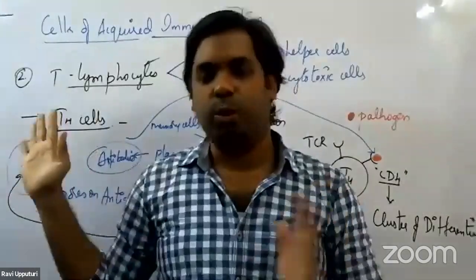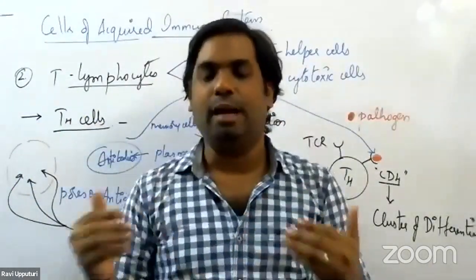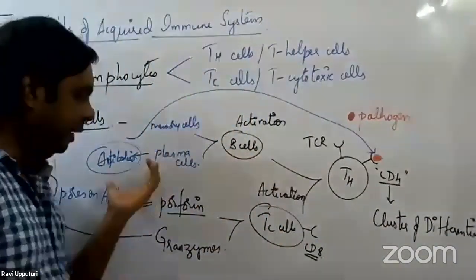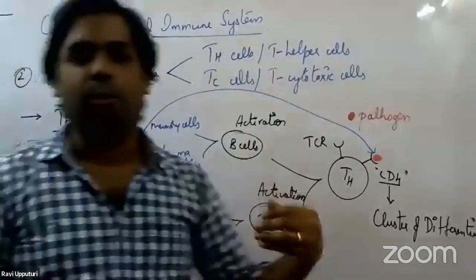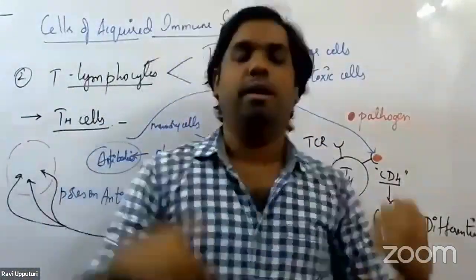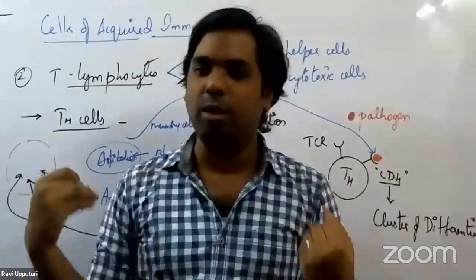So with this, we are done with the cells of the immune system. In the next class, we'll take up the structure of the antibody. We'll get into some of the details of the antibodies, and then we'll take up the different types of acquired immune responses that we have in our body.